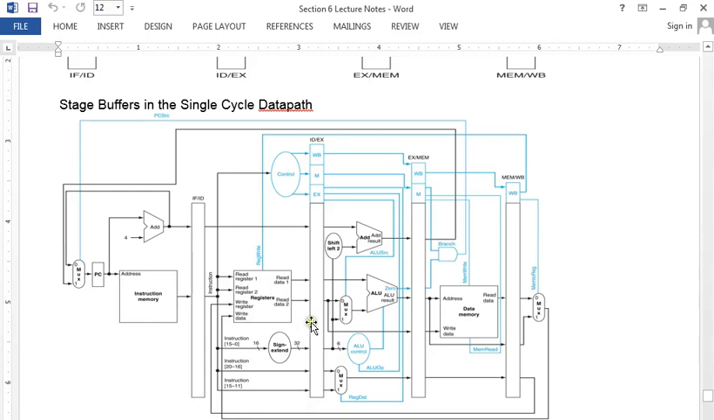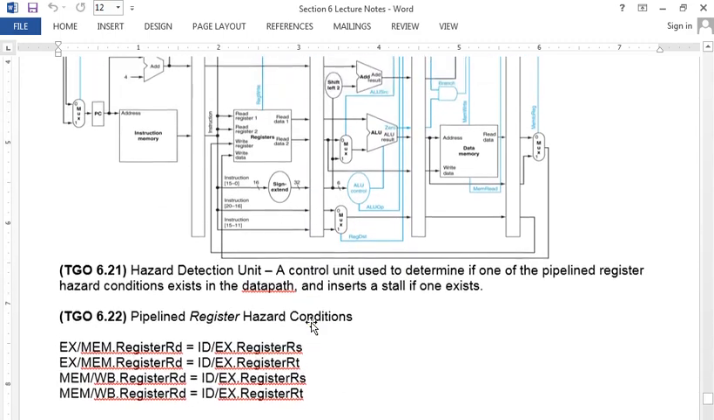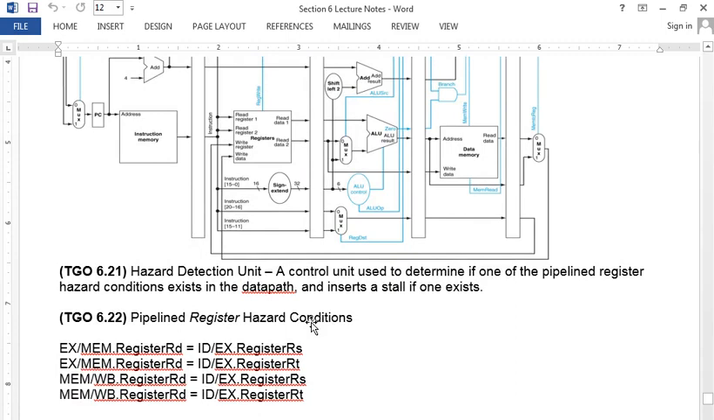And so in order to do all of this, we're going to talk about something called a hazard detection unit. We talked about a data forwarding unit, which takes in the actual current values, the 5-bit values from the registers, compares them, sees what the most recent value is, and puts the most recent value on input multiplexers, which are not in this current diagram. The hazard detection unit is a control unit used to determine if one or more pipeline hazard conditions exist in the data path, and inserts a stall if one exists.